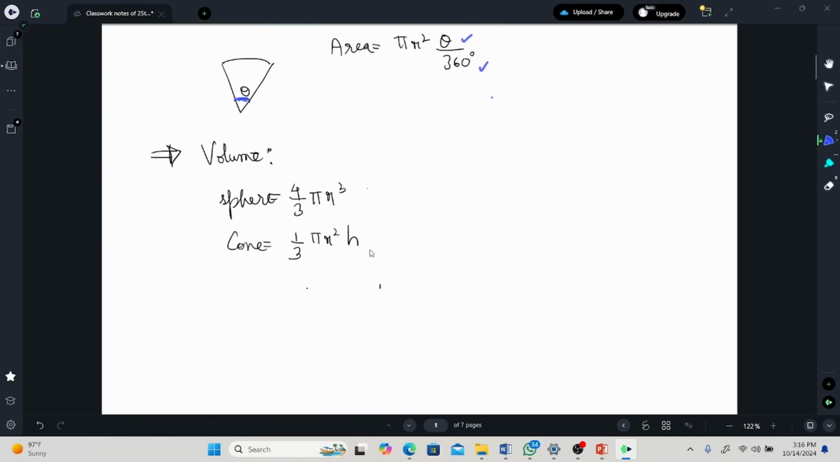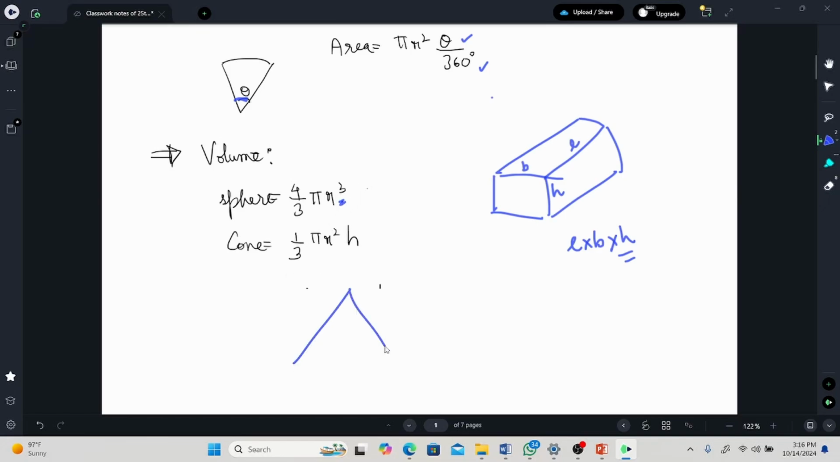Similarly, the volume of a cube is really simple. Suppose you have a cube, and this is the length, this is the width, and this is the height. So volume is L into B into H. The volume of the cube is really simple, that's why I did not write it down here. Whereas the volume of a sphere is 4 by 3 pi r cube, where r is the radius of the sphere. And the volume of the cone, suppose this is the cone with radius r and height h, is 1 by 3 pi r square h.